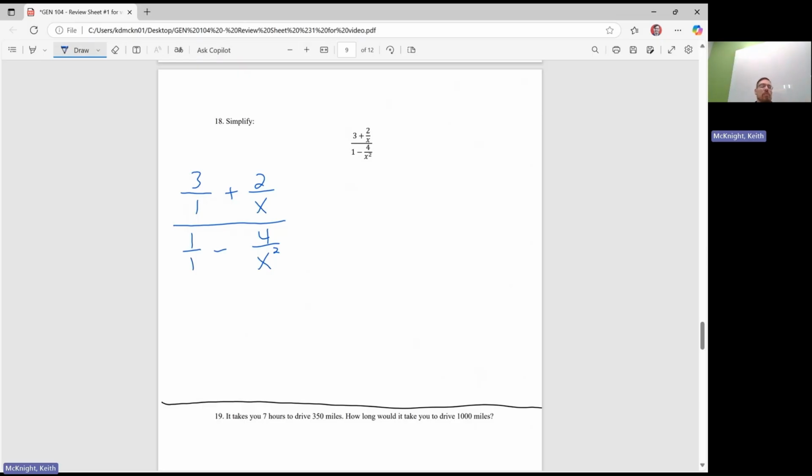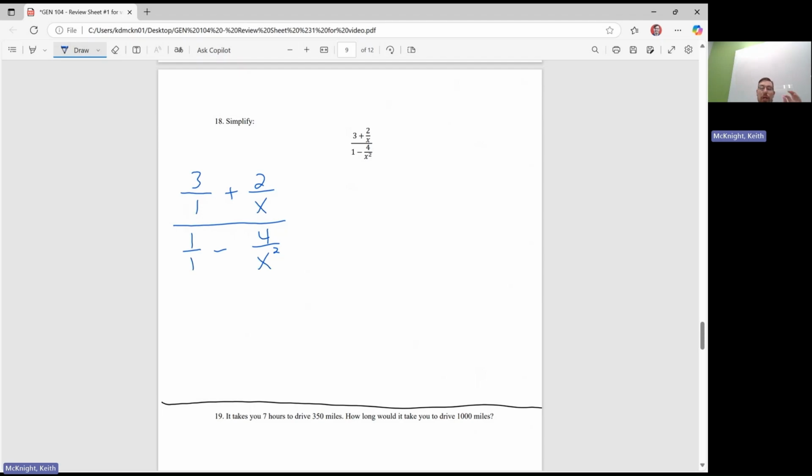Now, with fractions, we can do whatever we want as long as we do it to the top and the bottom, because it stays the same if we do that to top and bottom. So we can multiply by anything as long as we're multiplying top and bottom. So what we're going to do is multiply the big fraction by something on top and bottom, and it's going to be something that helps us cancel the little fractions that are on each part.